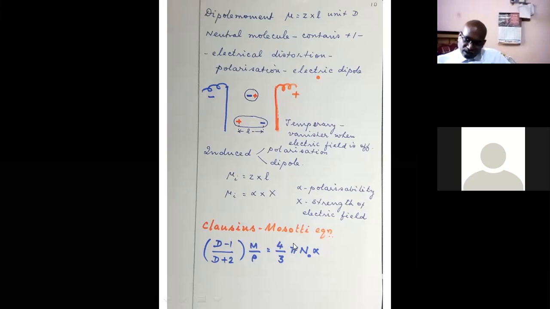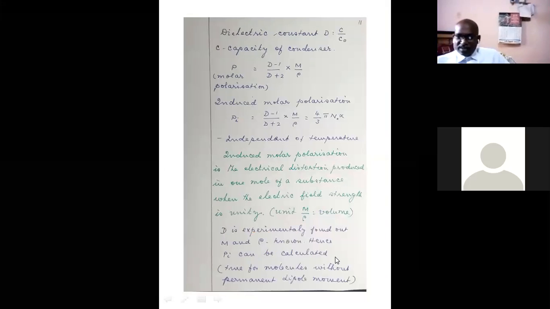Alpha is the polarizability. Pi, you know, is a constant. M is the molar mass of the substance, rho is the density of the substance, and D is the dielectric constant of the substance. So this is the relation which relates the dielectric constant and the polarizability of a substance.